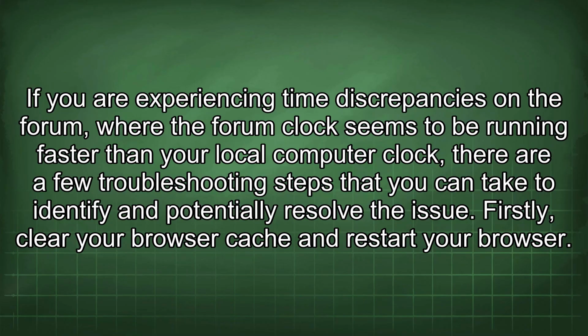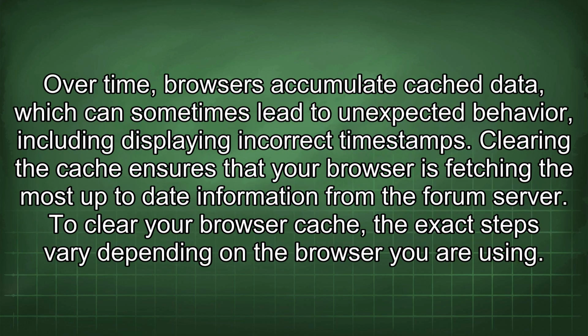If you are experiencing time discrepancies in the forum, where the forum clock seems to be running faster than your local computer clock, there are a few troubleshooting steps that you can take to identify and potentially resolve the issue. Firstly, clear your browser cache and restart your browser. Over time, browsers accumulate cache data, which can sometimes lead to unexpected behavior, including displaying incorrect timestamps. Clearing the cache ensures that your browser is fetching the most up-to-date information from the forum server.